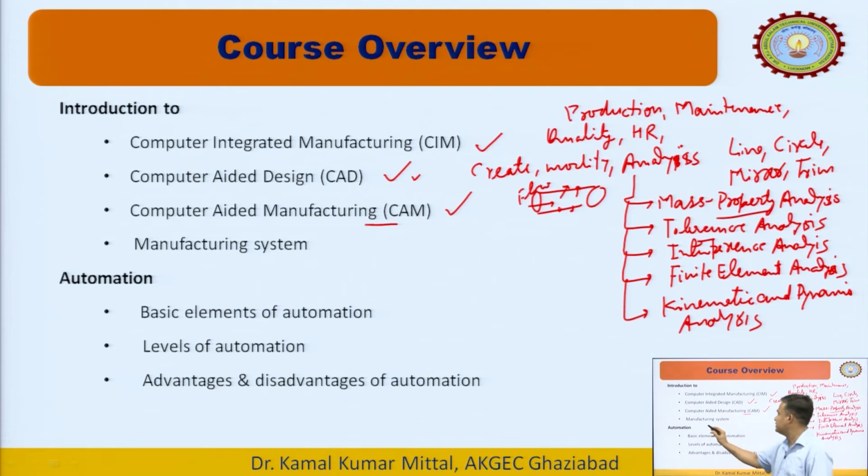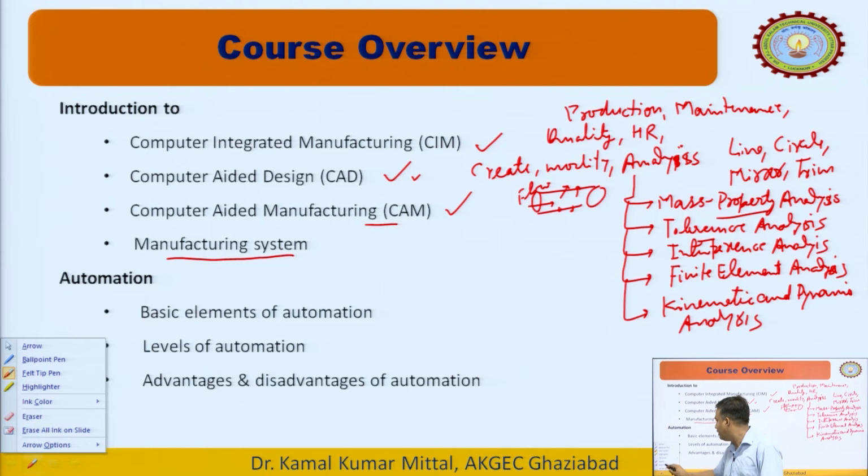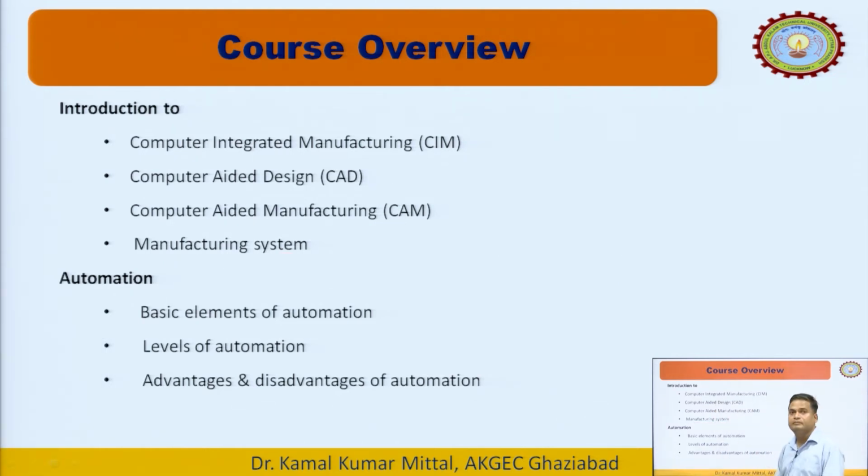Then comes the manufacturing system. So, a manufacturing system is basically a system in which machines are there, material is there, people are there, and a material handling system is there. The purpose of this system is to produce a finished good.